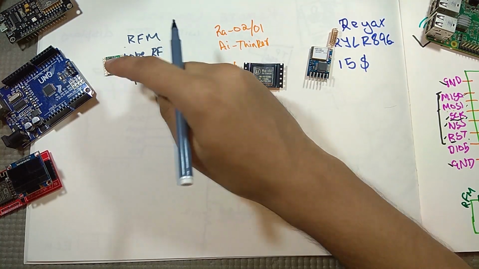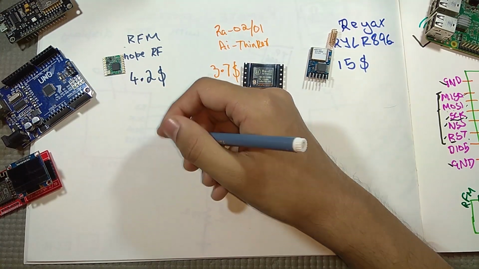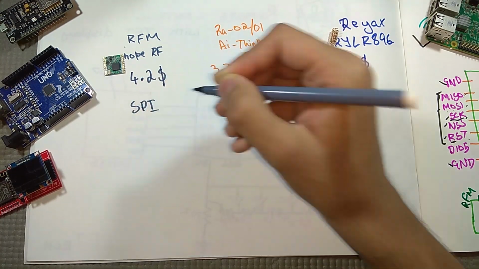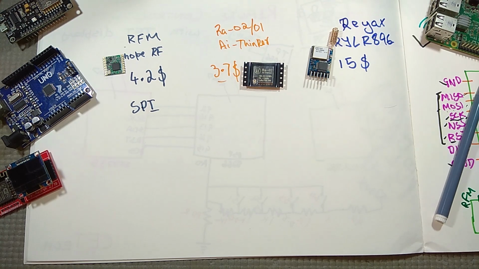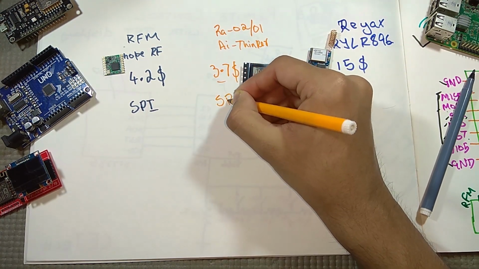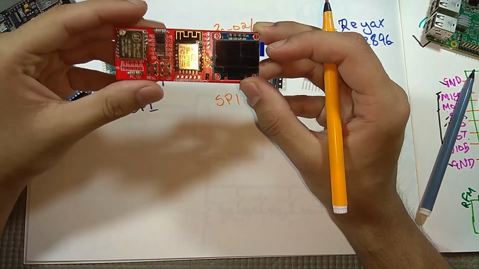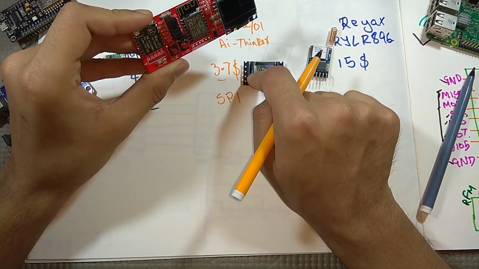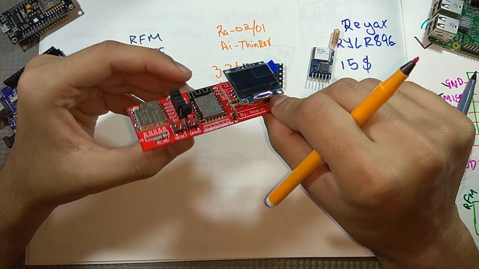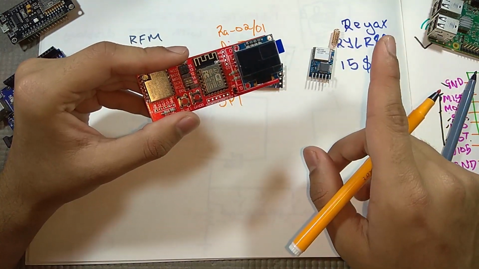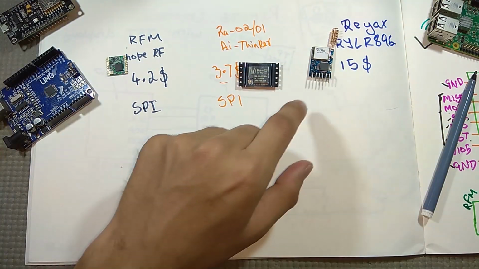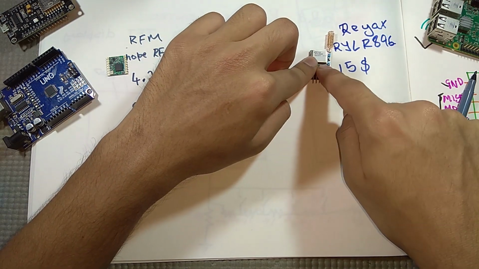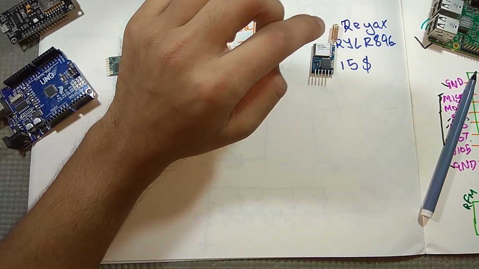So the RFM module connects to your microcontroller using an SPI bus. This, the RA02, also connects using an SPI bus. So I made this LoRa node using an ESP8266 and a RA02. So this is my build, and I've made a video about this. So you can check that out if you're interested in that. And I've done a video on Reax module as well. I'll link that also in the description.